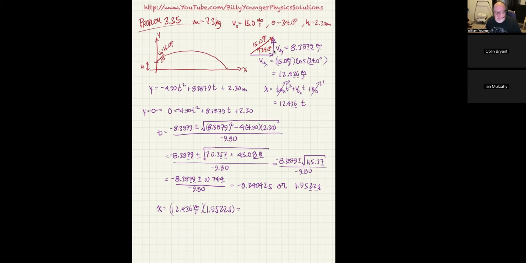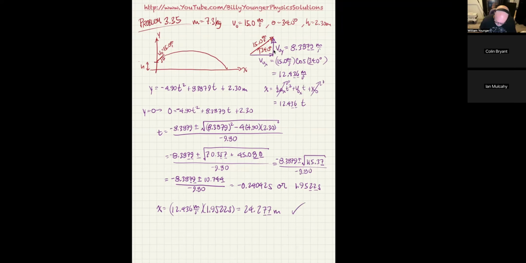And this is supposed to be 24.3, and I got 24.7, or excuse me, 24.277 meters. And that's exactly what they had because they wanted 24.3. All right. Does that help?